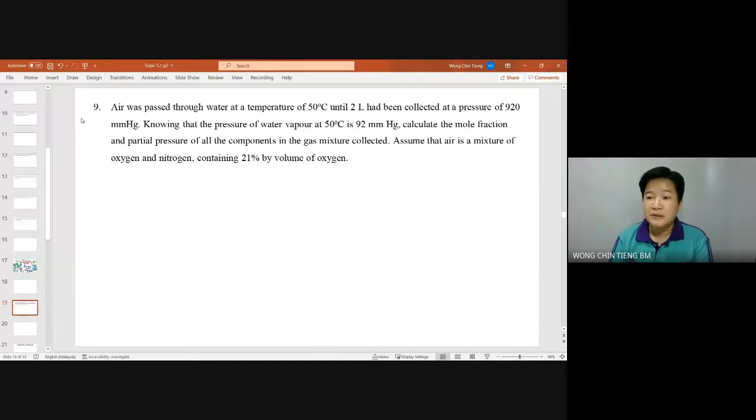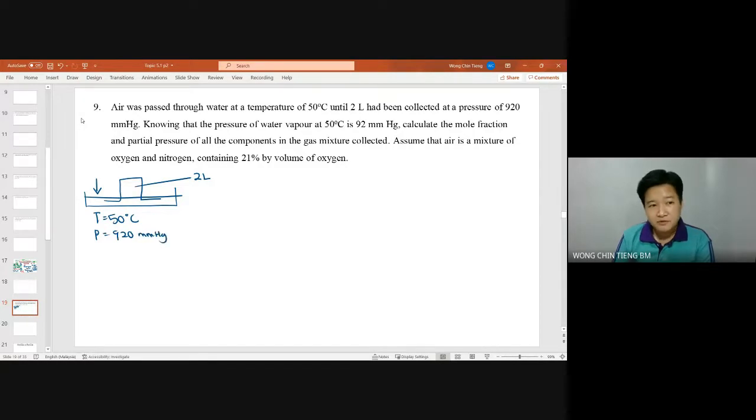Biasanya dalam water displacement method, soalan-soalan biasa yang kamu jumpa dalam water displacement method, kita collect satu jenis gas je. Gas dengan wap air. Betul. But the problem over here is the gas that you have, the mixture of gas that you collect in here, alright? You have the water, and then you have your atmospheric pressure. Air was passed through water at a temperature. So suhu 50 degrees Celsius until 2 liter has been collected at a pressure. So pressure is 920 millimeter mercury. So that is our 920 millimeter mercury, your atmospheric pressure.